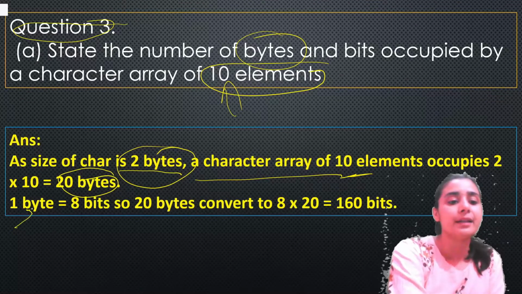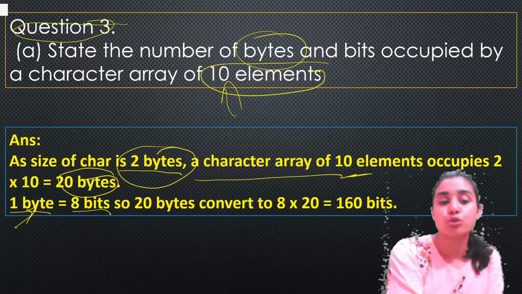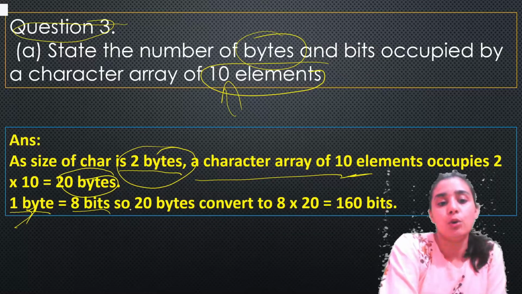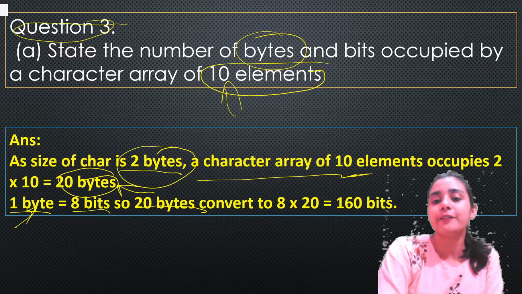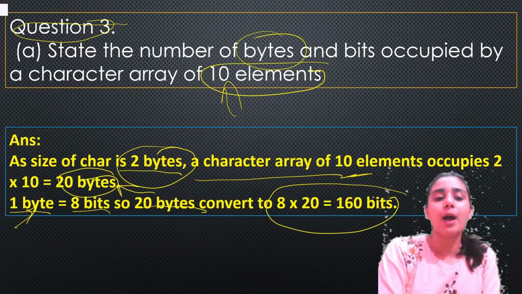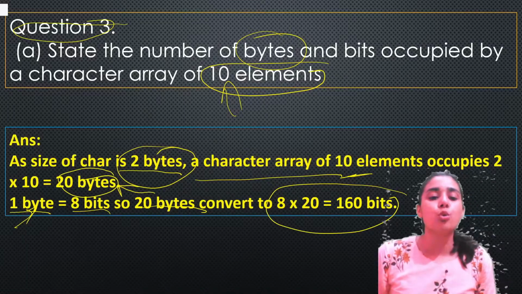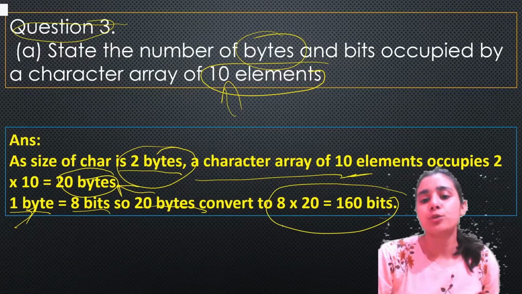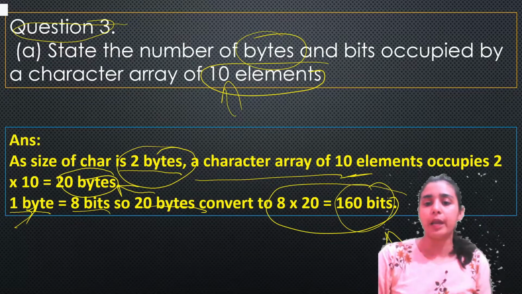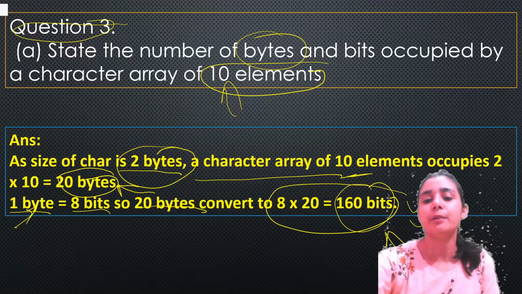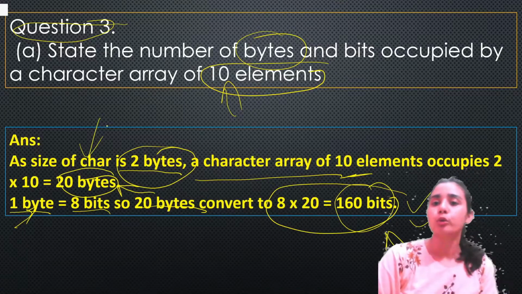Next, 1 byte is equal to 8 bits, and we know that we have 20 bytes, which we already found. So if the question is in bits, what do you have to do? 1 byte is equal to 8 bits, so 8 multiplied by 20, our answer will be 160 bits. So we have given our answer in bits form also and in bytes form also.